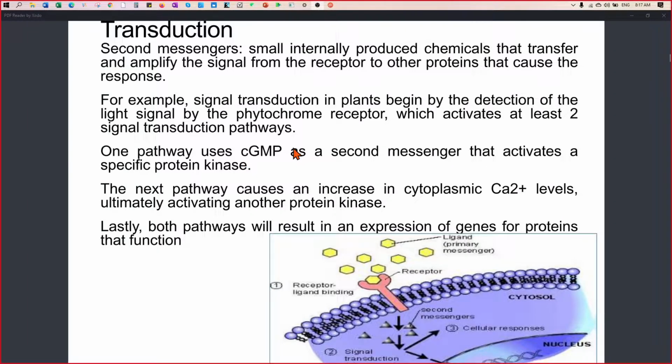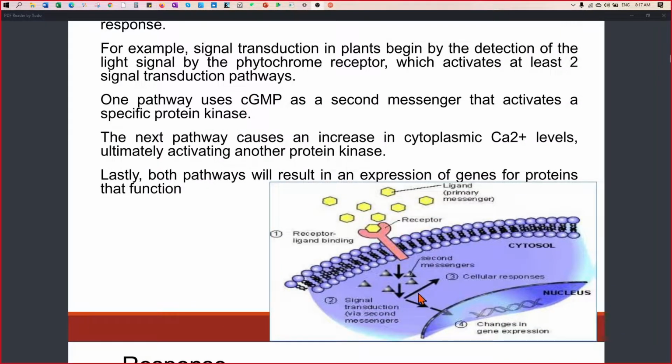CGMP is the cyclic guanidine monophosphate. I know it, probably you have not heard of that before. So it's one of the nucleotides. You know your nucleotide ATCG? That G here is here. So it has monophosphate attached to it. So this compound CGMP can be one of the second messengers.